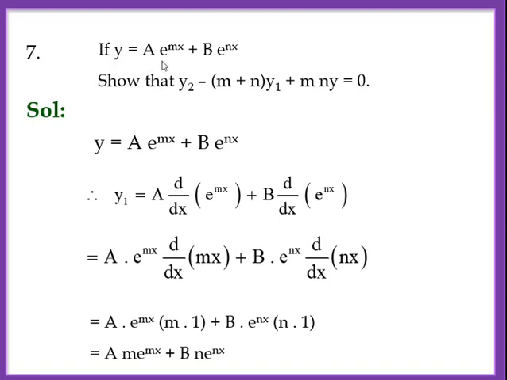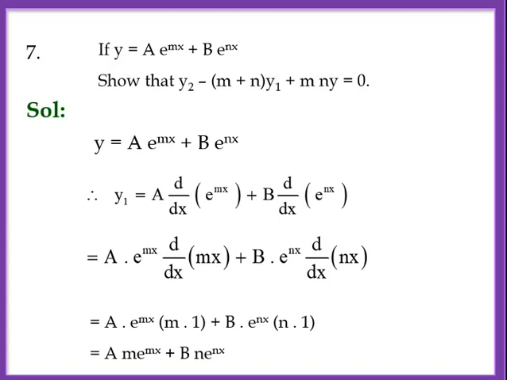If y equal to a e raised to mx plus b e raised to nx, show that y2 minus m plus n y1 plus mny equal to 0. Now the logic is simple. We are given y. From that, first find y1, that is the first derivative. Again differentiate it to get y2, that is the second derivative. Simply substitute the values of y1 and y2 in LHS. Simplify to get 0 as the answer and full marks.